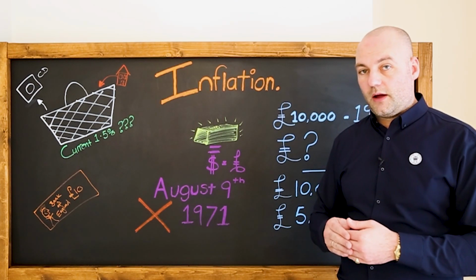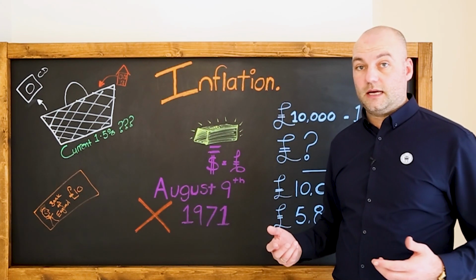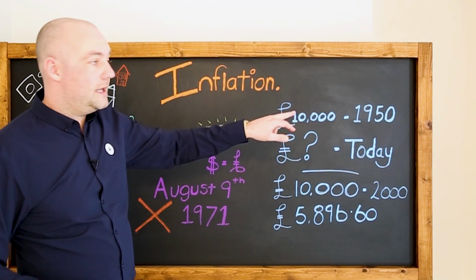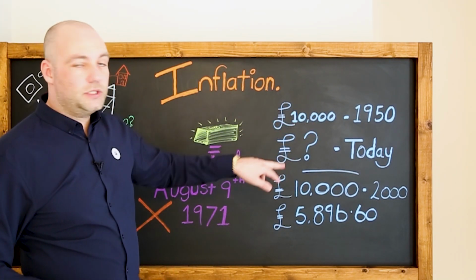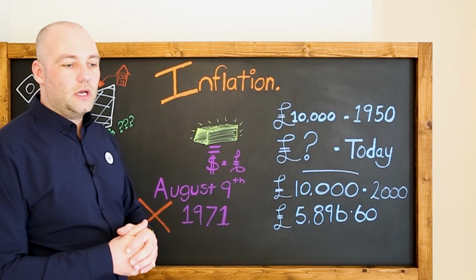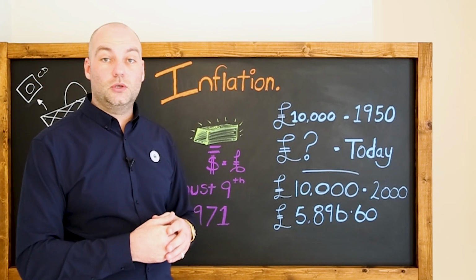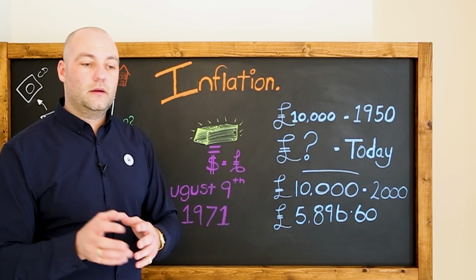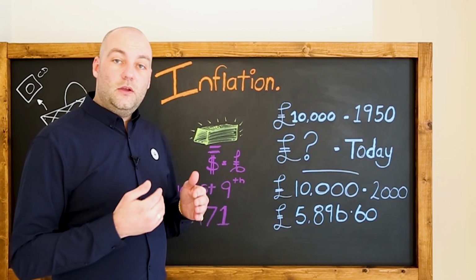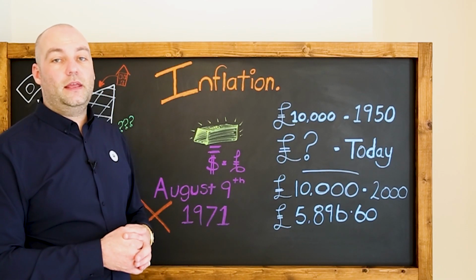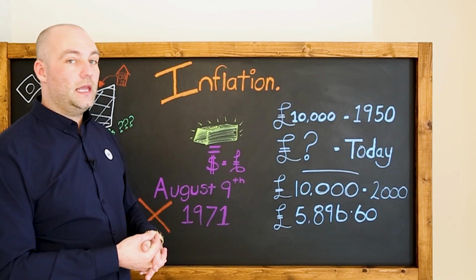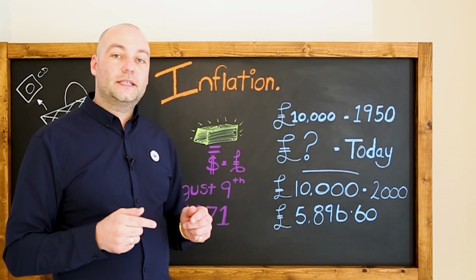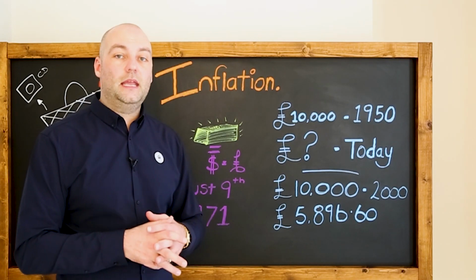Now, if you look at this over a prolonged period of time, it really becomes stark. £10,000 in 1950, how much do you think that is today? So you've bought your house in 1950, or your parents bought a house in 1950 for £10,000. How much do you think they would have to sell it for today just to break even?